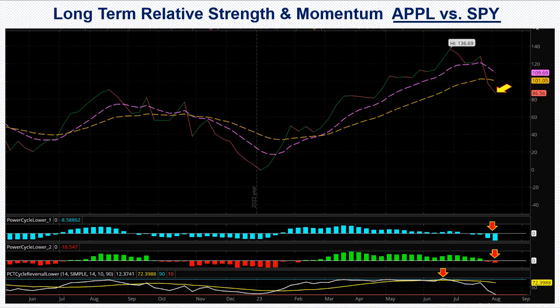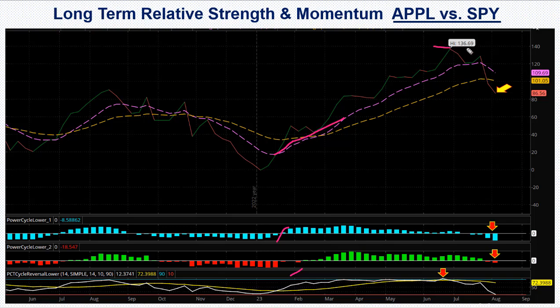Now, another good measurement to use is relative strength. This is an example of Apple versus the S&P 500, SPY. You can see this is a line chart, and this is a weekly time frame. You can see where the momentum started shifting up for Apple, and how the spread between Apple and SPY started moving higher.